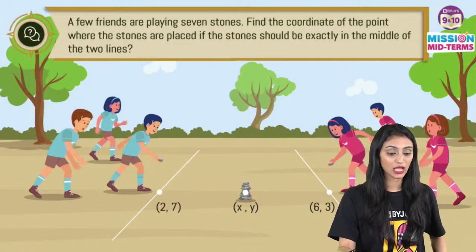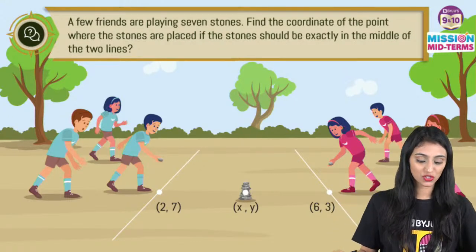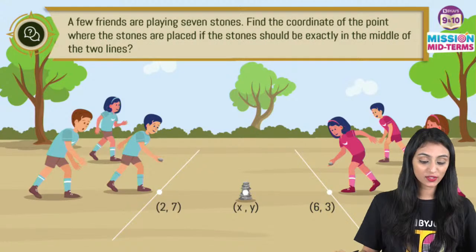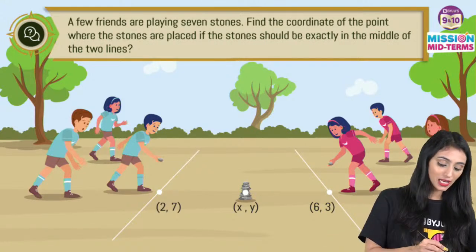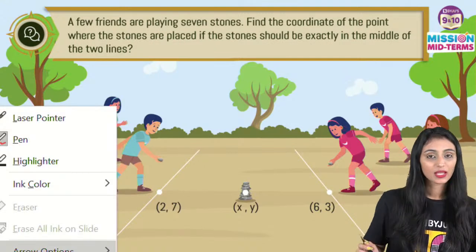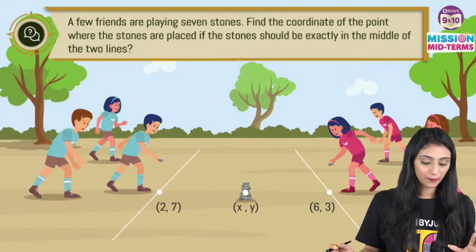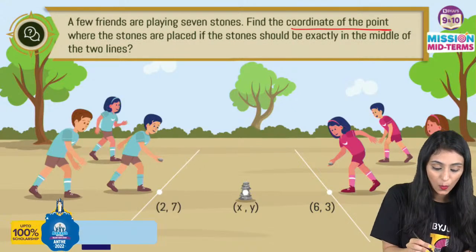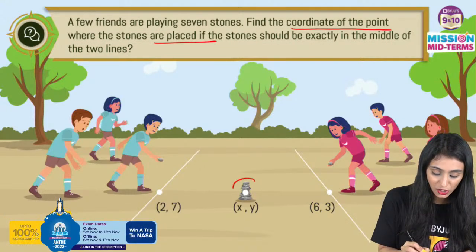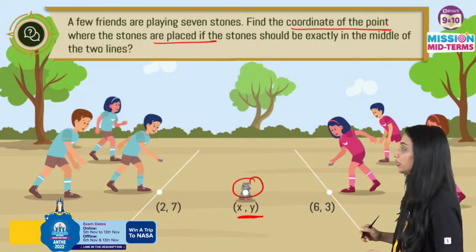Let's try out another question. A few friends are playing seven stones. Find the coordinate of the point where the stones are placed if stones should be exactly in the middle of the two lines. First, tell me, are you able to understand the question? A few friends are playing this game. Now, find the coordinate of the point. Which point? Where the stones are placed. We have to find out the coordinate of this point.